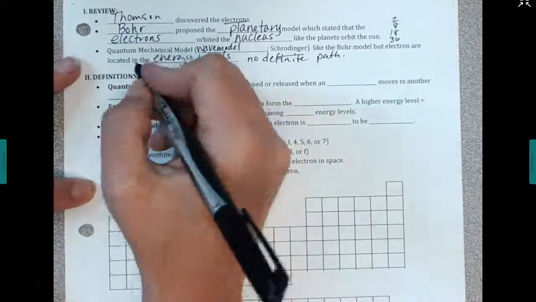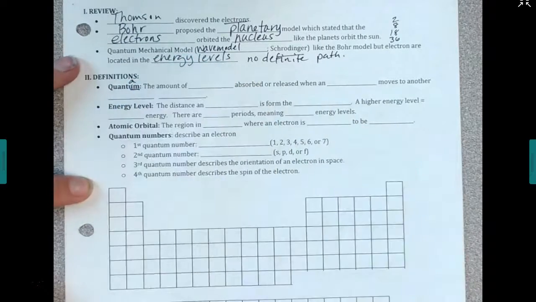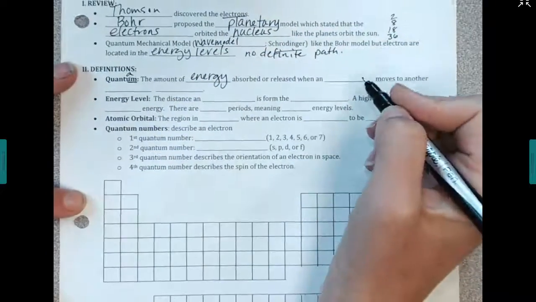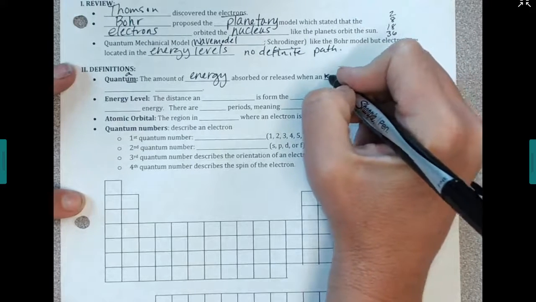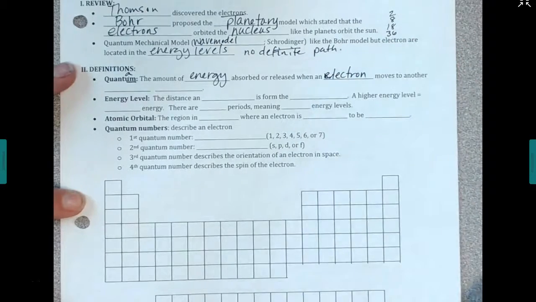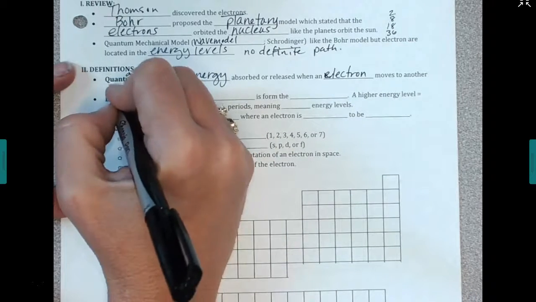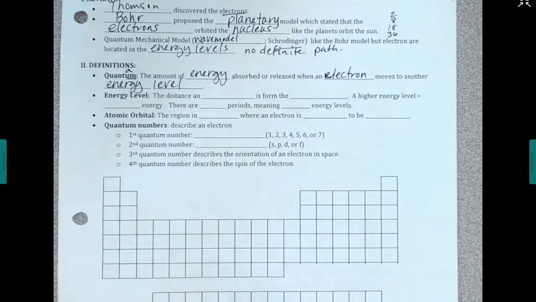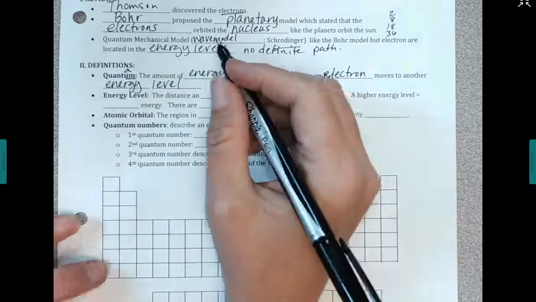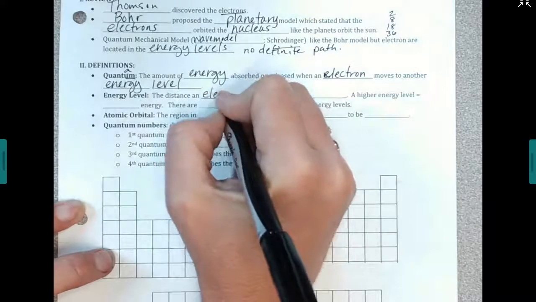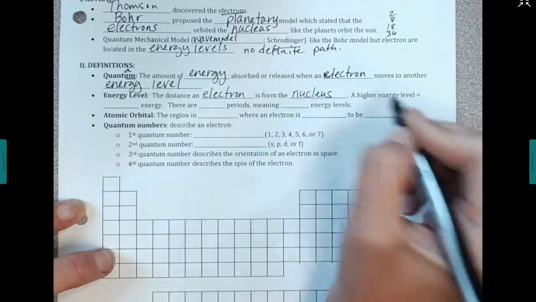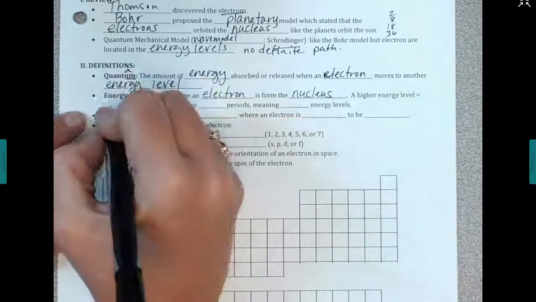The quantum, or quanta, you may say it with a U or an A. The quantum is the amount of energy absorbed or released when an electron moves to another energy level. We're going to do a lab where we look at the different colors given off, and that's the quanta of energy. The second definition is energy level. This is the distance an electron is from the nucleus. A higher energy level equals more energy.